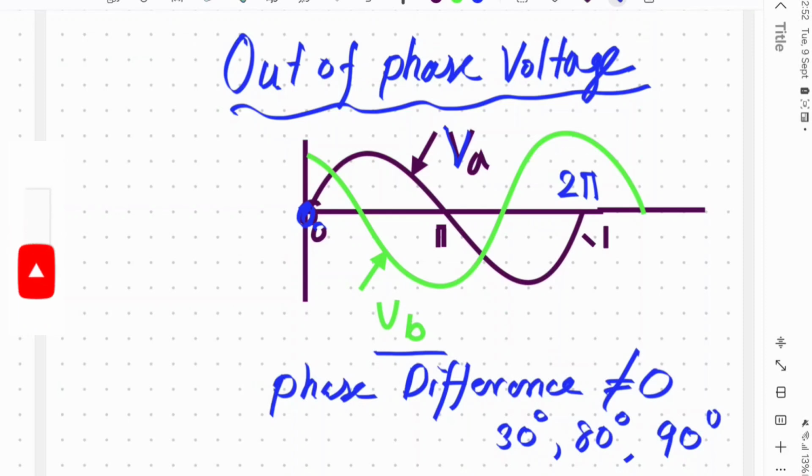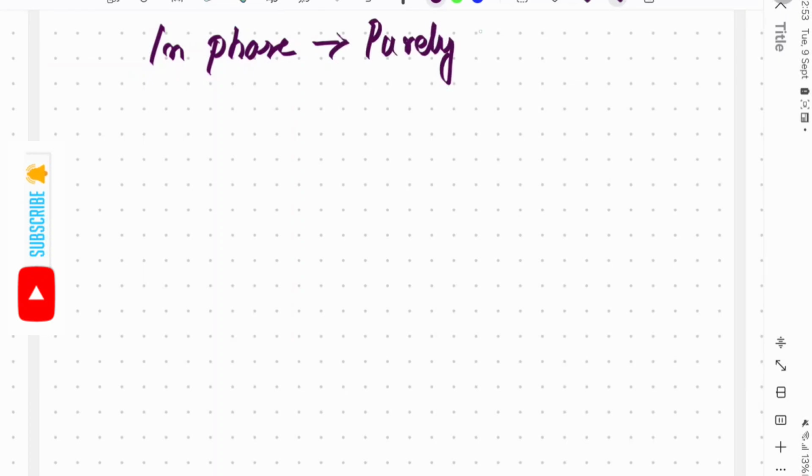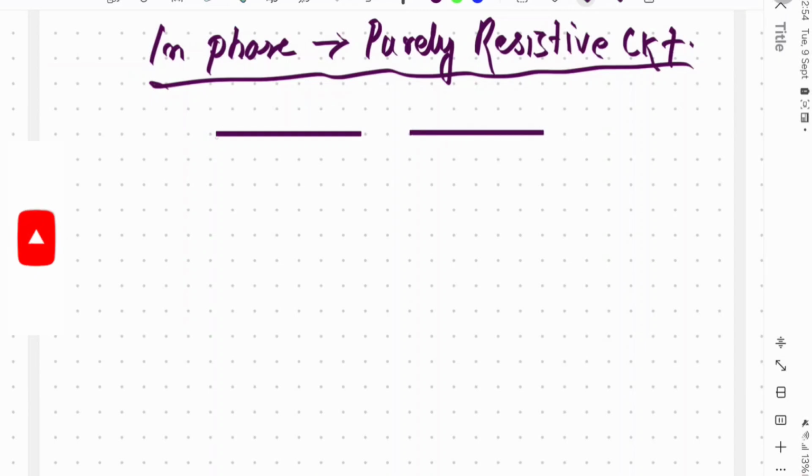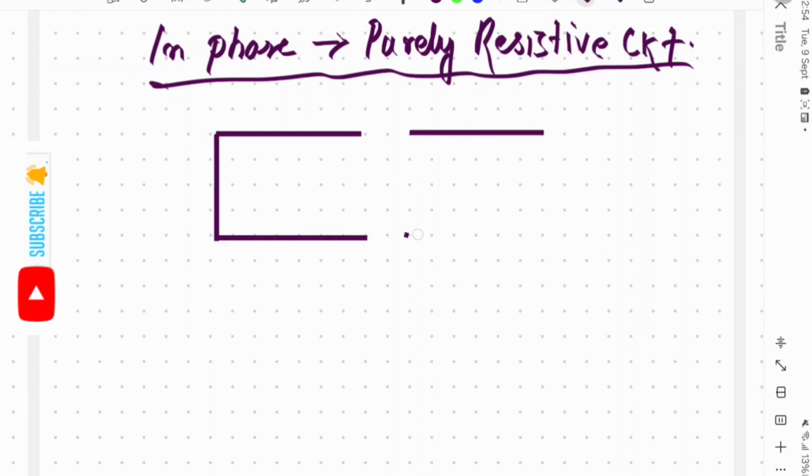Now we will understand these in phase and out of phase voltages with examples. To understand these, we will consider three circuits. One is a resistive circuit, another one is a purely capacitive circuit, third one is a purely inductive circuit. For in phase, we will consider a purely resistive circuit. First we'll draw the circuit. Consider one resistance and one AC voltage source. So there is one voltage source and one resistor.